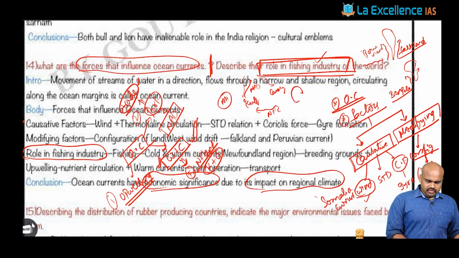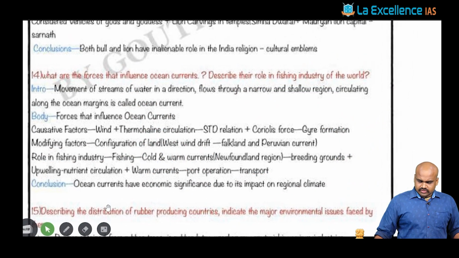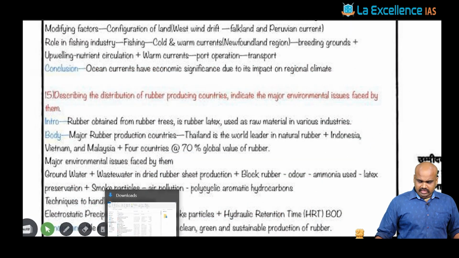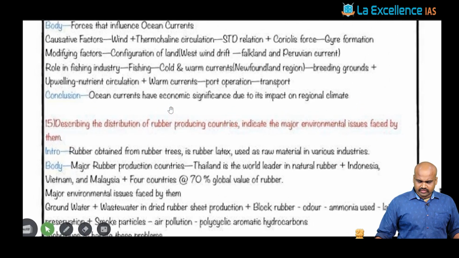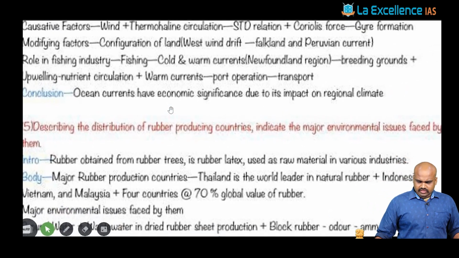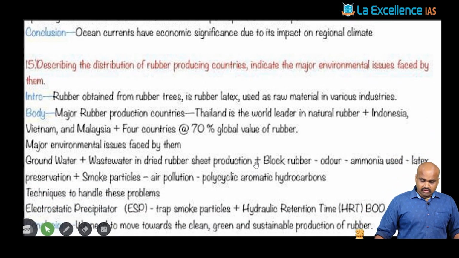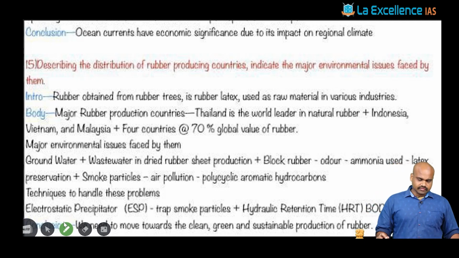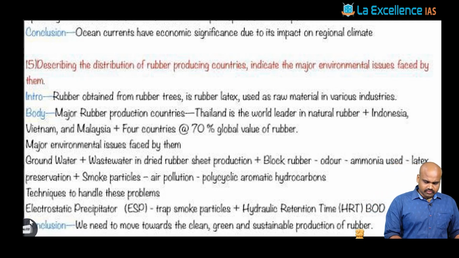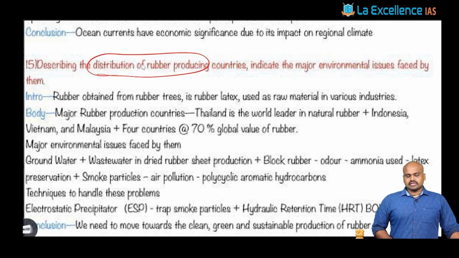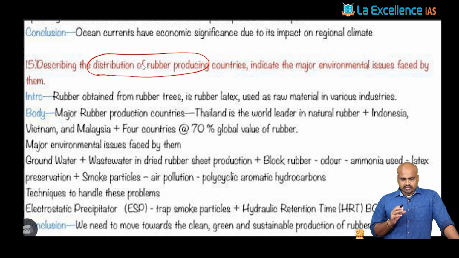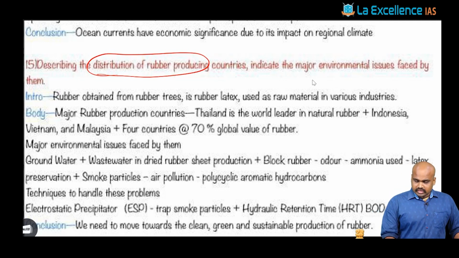Looking at the next question, that is the 15th question, the last 10 marker of our discussion, because so far we have discussed question number 14, question number 16, question number 17. Now we are left with the last question of geography, that is the 15 marker, the 5th question. Describe the distribution of rubber producing countries and also indicate its major environmental issues.